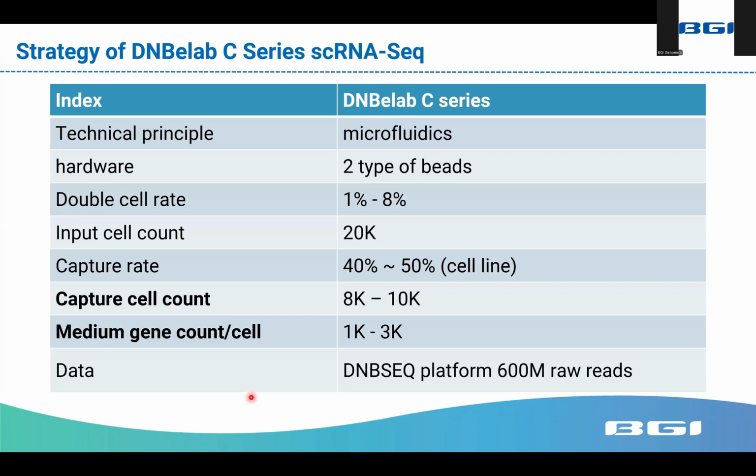So this is the strategy of our product, DNBelab C series single-cell RNA sequencing. The technical principle is based on microfluidics to achieve high throughput. There are two critical indicators in single-cell RNA sequencing. The first is the captured cell count, and the next is the median gene count per cell. You can see them on the report on the website, along with the estimated number of cells. The captured cell count of our platform can range from 8,000 to 10,000, and the median gene count per cell can be 1,000 to 3,000. The actual number depends on the sample types and the quality of the sample.